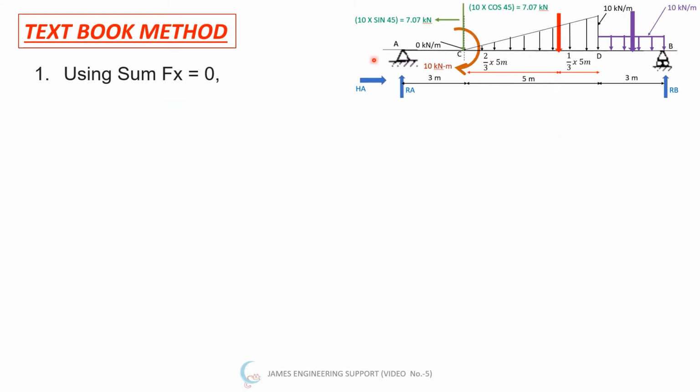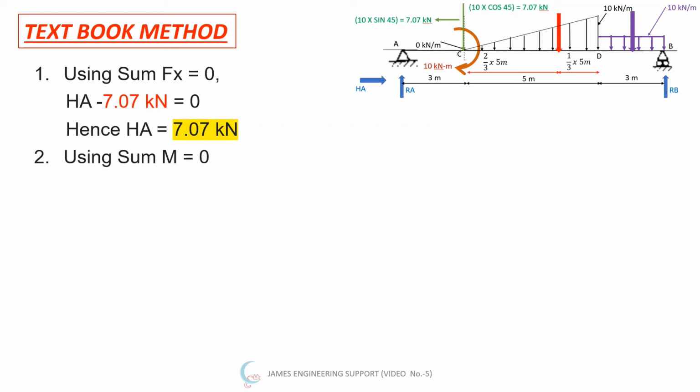Here we will first use the summation of forces in x direction. HA from left to right is positive. Then this 7.07 from right to left is negative. So HA minus 7.07 kilonewton will be equal to 0, because there is no other force. So HA will be equal to 7.07 kilonewton.